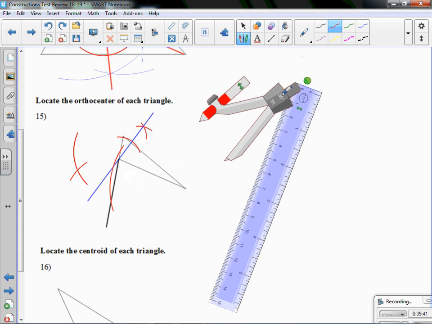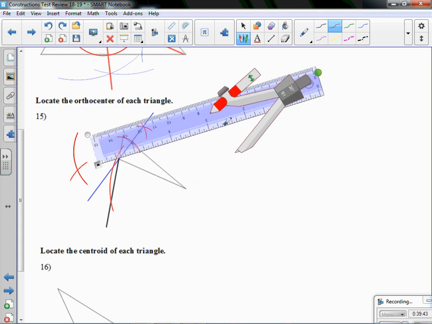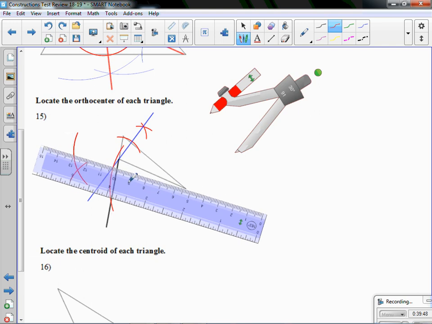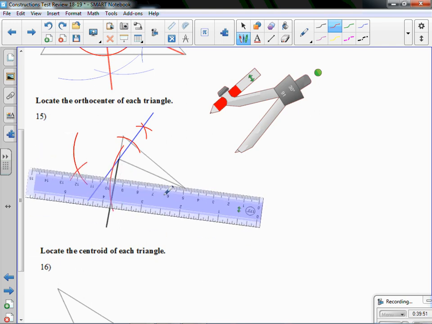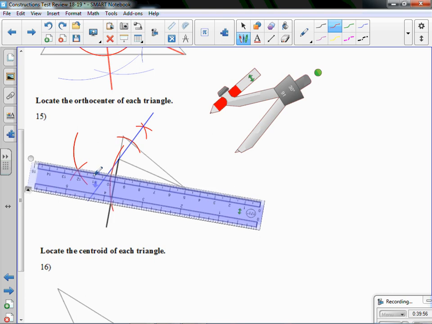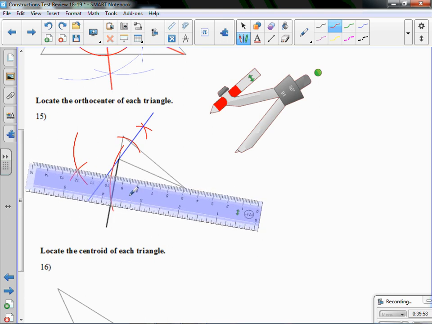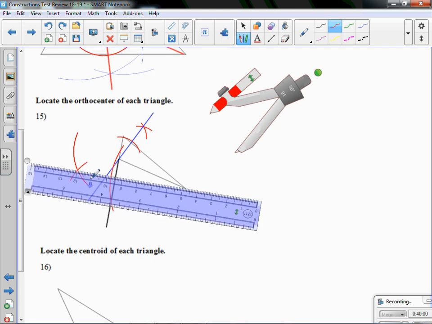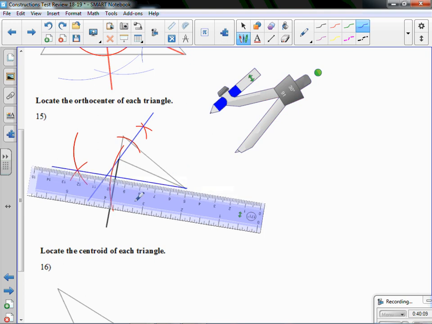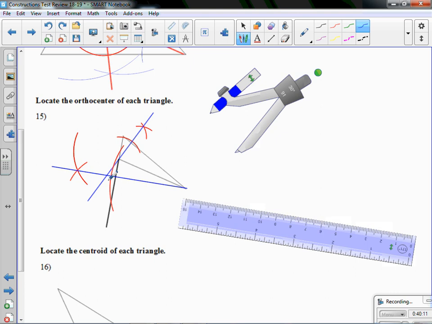And take our straight edge, going from the point of the vertex to the point of intersection between those two arcs. And draw in the segment. So where the two blue lines intersect right there should be our orthocenter.